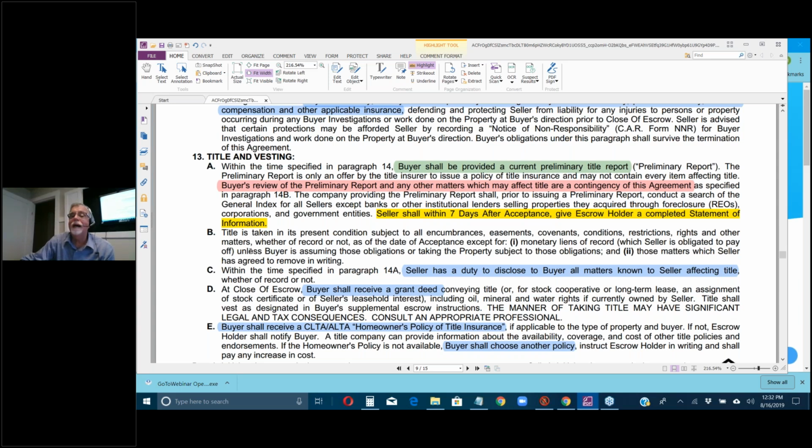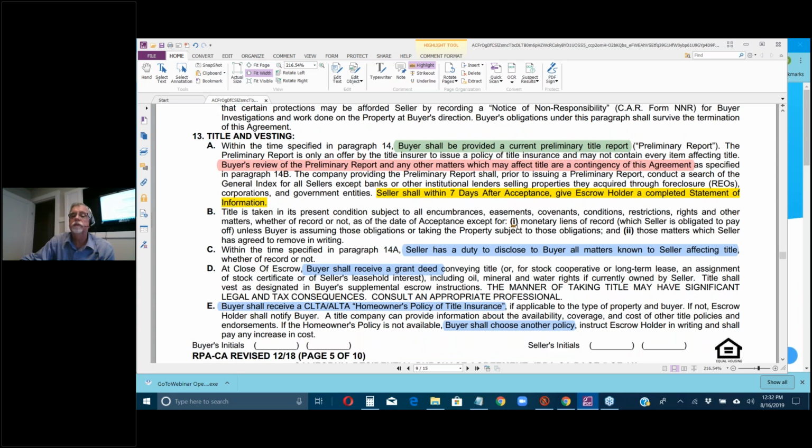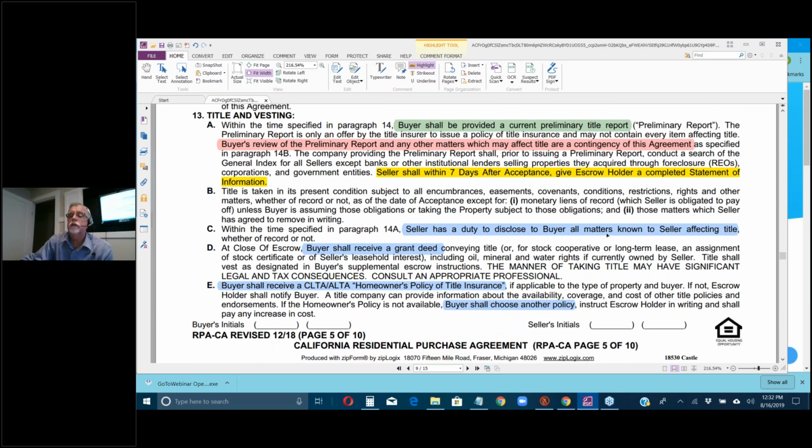So all of the monetary liens of record which seller is obligated to pay should be paid off. Within the times, this is C, seller has a duty to disclose all matters known to seller affecting title, whether of record or not. So if you're representing a seller, by the way, and the seller says to you, should I mention that there's a dog down the street that barks at night? The answer would be yes.